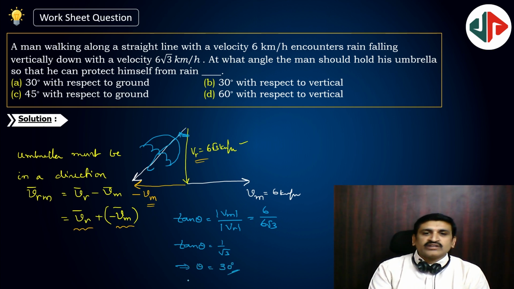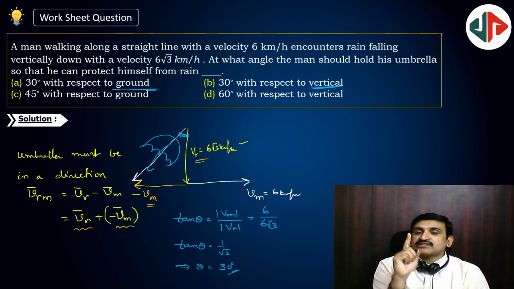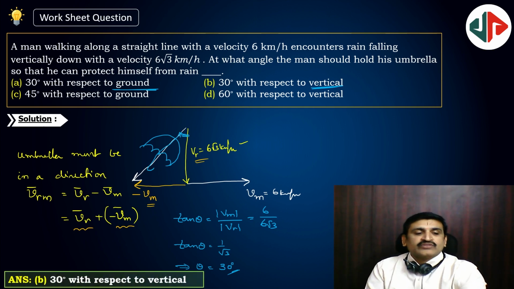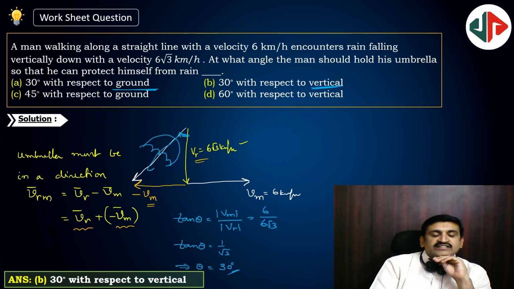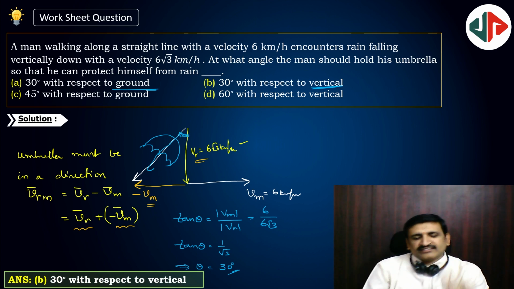See, two 30s are there. We need to observe very carefully. 30 with respect to the ground, cheating. 30 degrees with respect to the vertical. So don't get excited on observing the number. Observe all the options. I repeatedly tell in every problem, observe all the options. Don't get excited on watching a number or only a few words. Later you can select. So option B, 30 degrees with respect to the vertical. Okay, let's go to the next question.